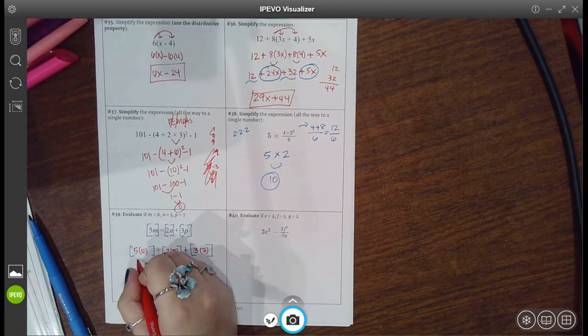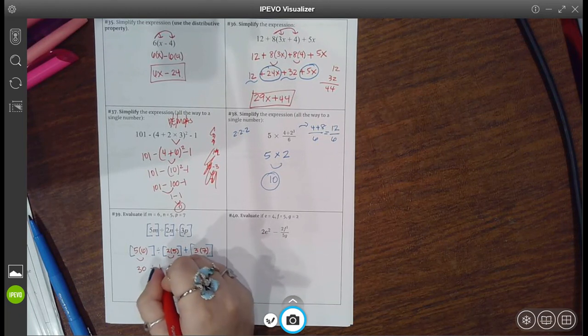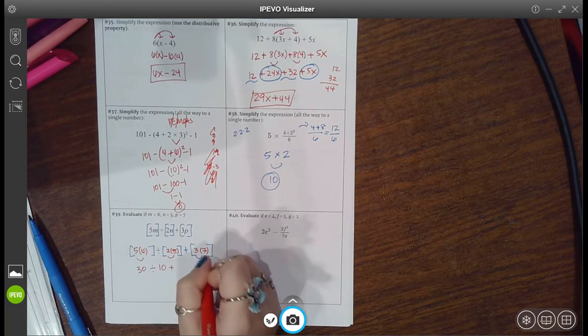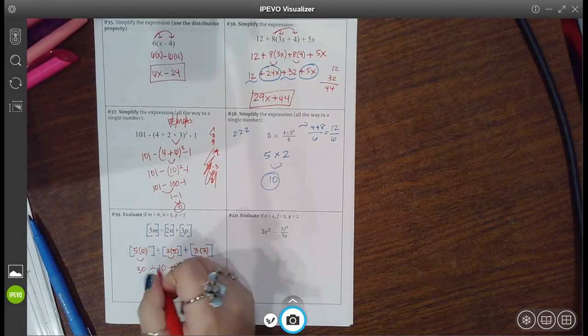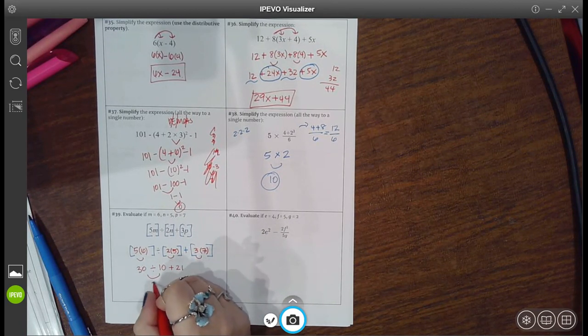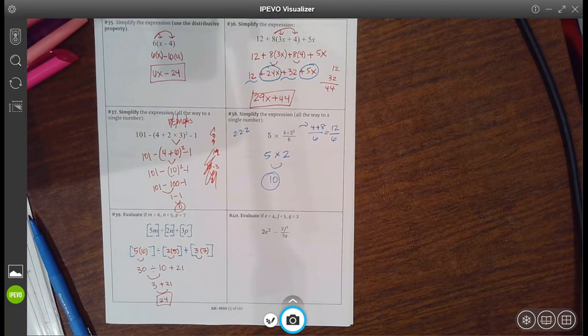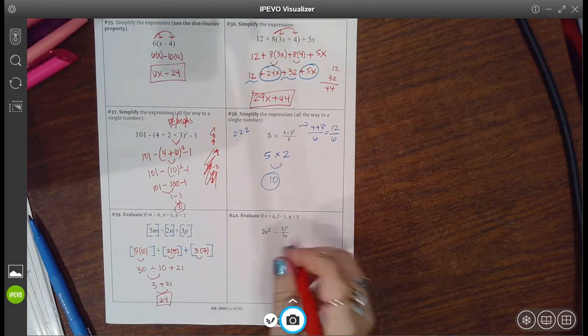Okay, well, 5 times 6 is 30. Divided by 2 times 5 is 10. Plus 3 times 7 is 21. Now divide this. 30 divided by 10 is 3. And 3 plus 21 is 24. Done. Okay, my next one.